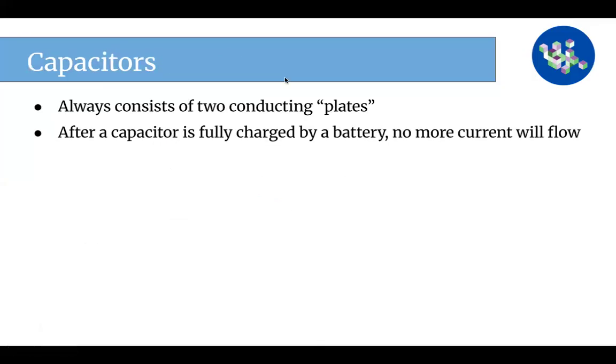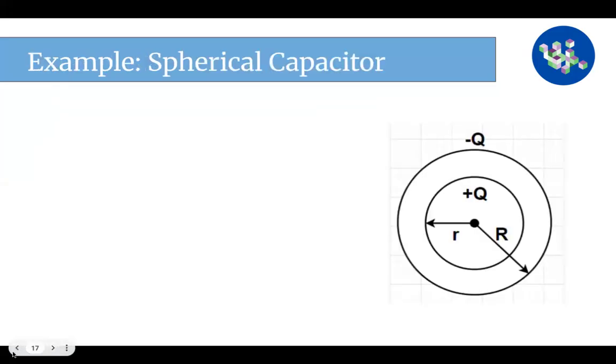A capacitor always consists of two conducting plates, and after we learn circuits, we'll find the charge on the capacitor as a function of time. You'll find that once a capacitor is fully charged by a battery, no more current will be flowing. Let's do this example.